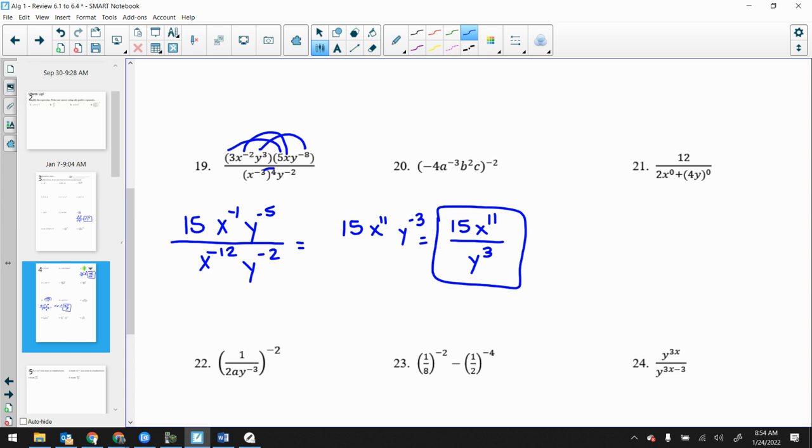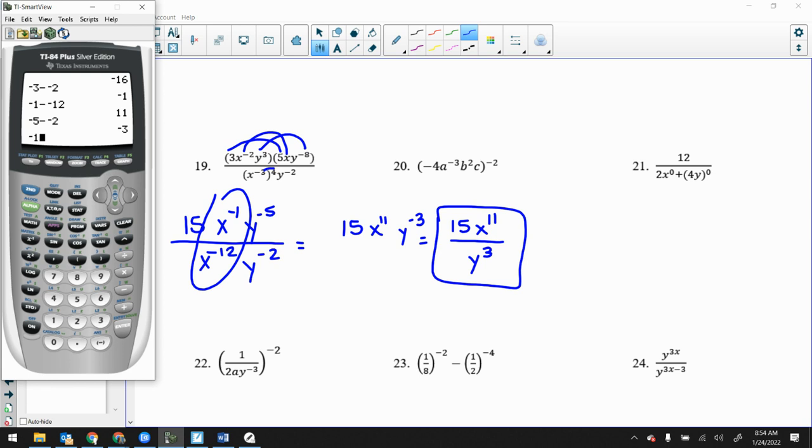Again, a lot of pieces in there, a lot of different parts. Yeah, question, Jeff? That just doesn't add up. What do you mean? What part is confusing you? Going from the top to here? You have x to the 11th, and that came from here, right? If I'm dividing with bases, what do I do with the exponents? I subtract them. Negative 1 minus negative 12. That's where I get the x to the 11th.